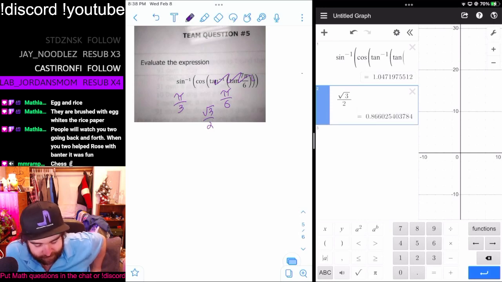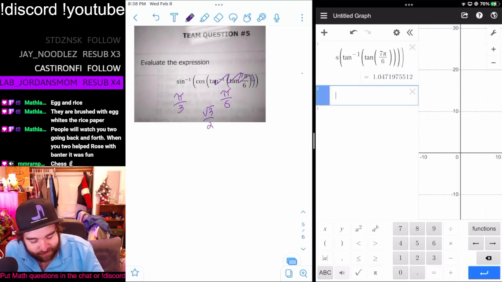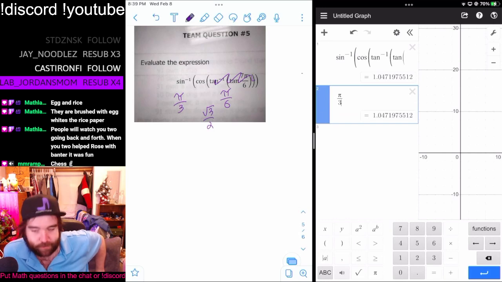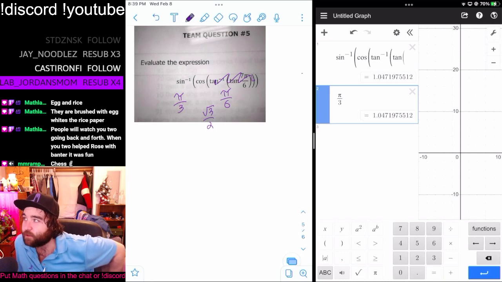Boom. That's not right. Wait, what did we say? We said pi over 3 was the answer. Boom. That's right. All you have to do is change 7 pi over 6 to pi over 6, because you know you can't take the arctan of 7 pi over 6. That's it. For sure.